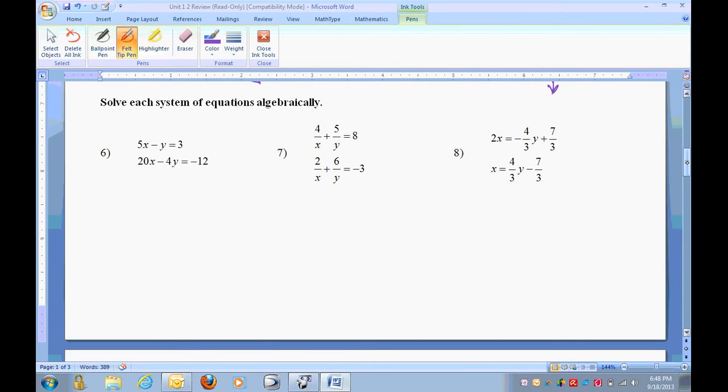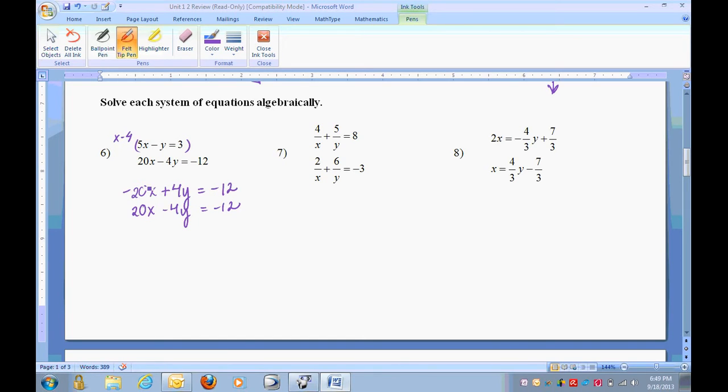All right, moving on to solving each system of equations algebraically. We can go ahead on number 6. I'm going to use the process of elimination because I notice if I multiply my top equation by 4, I end up getting positive 20x. Sorry, let's multiply it by negative 4. We're going to try that again. So I get negative 20x plus 4y equals negative 12 when I multiply that top equation. And then I'm going to keep my bottom equation the same.